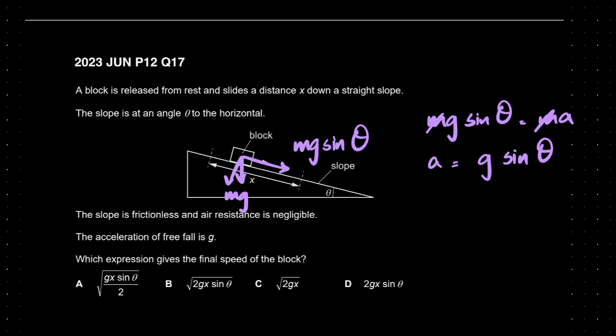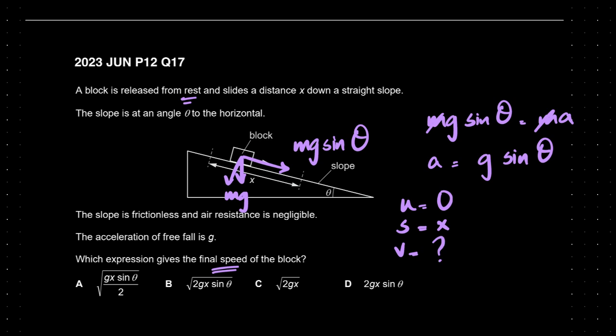But this is not what the examiner wants. It wants the final speed of the block. It's released from rest, so u is 0. Acceleration I just found out. I also know it goes through a distance x, so I know s is x. I want to find out v.